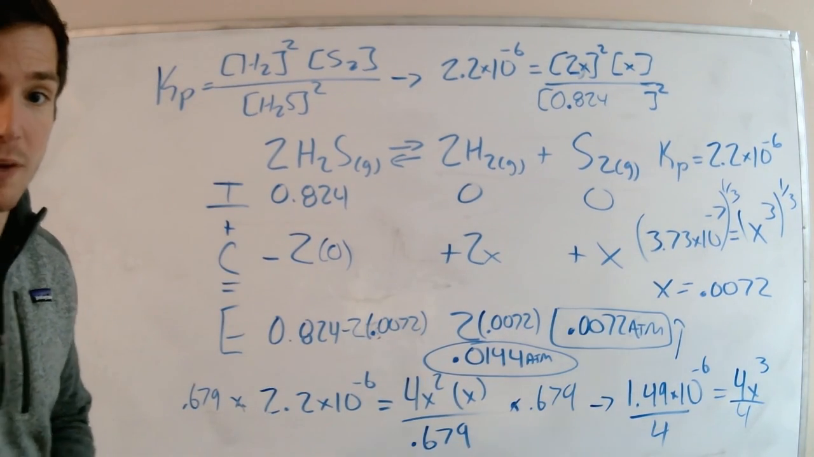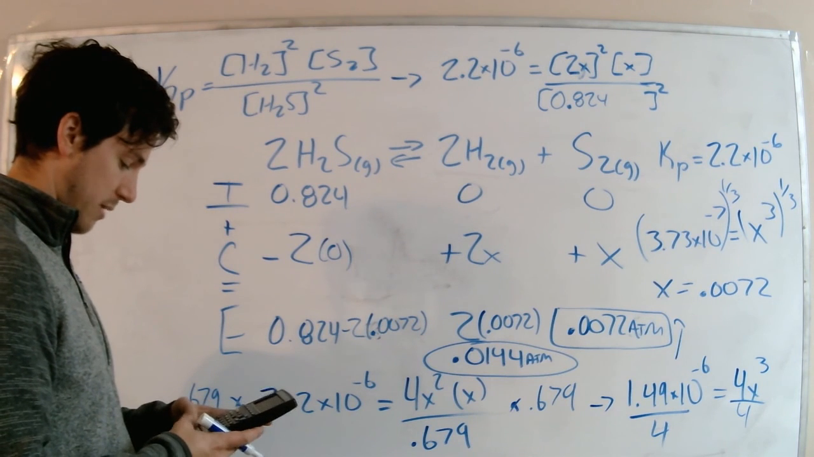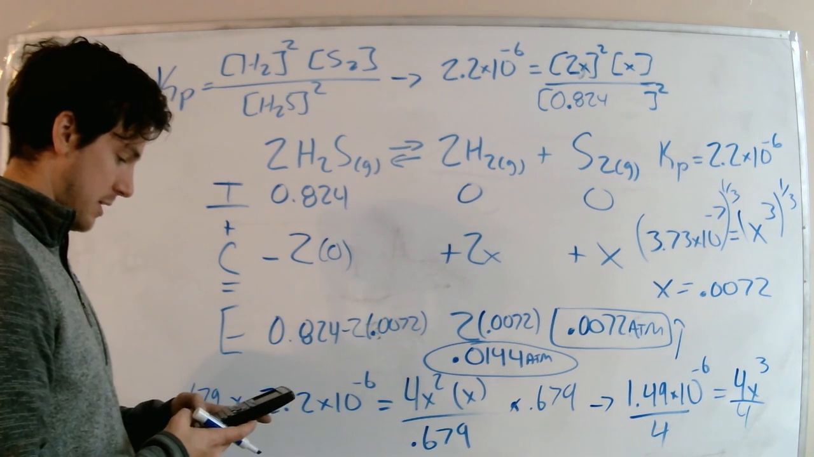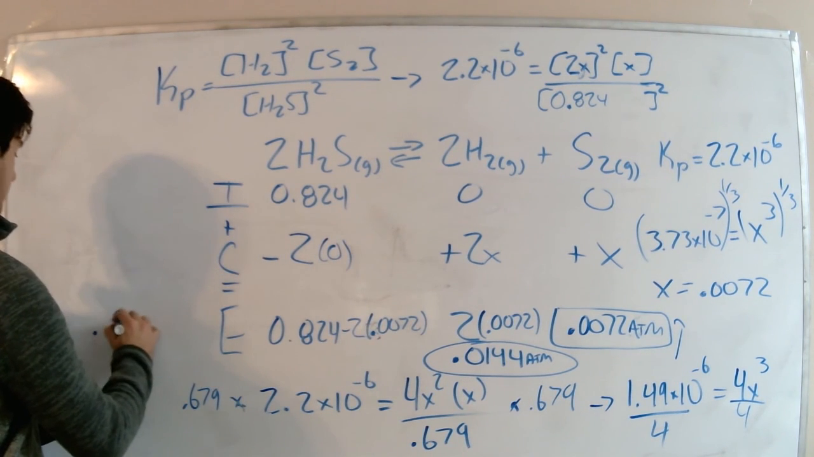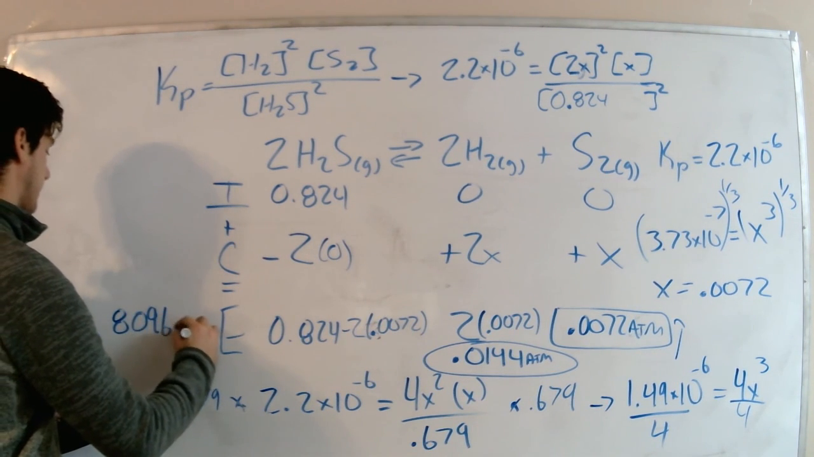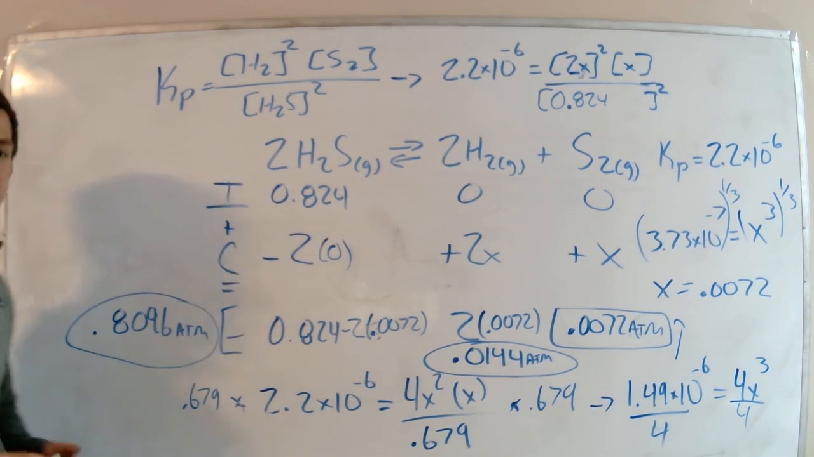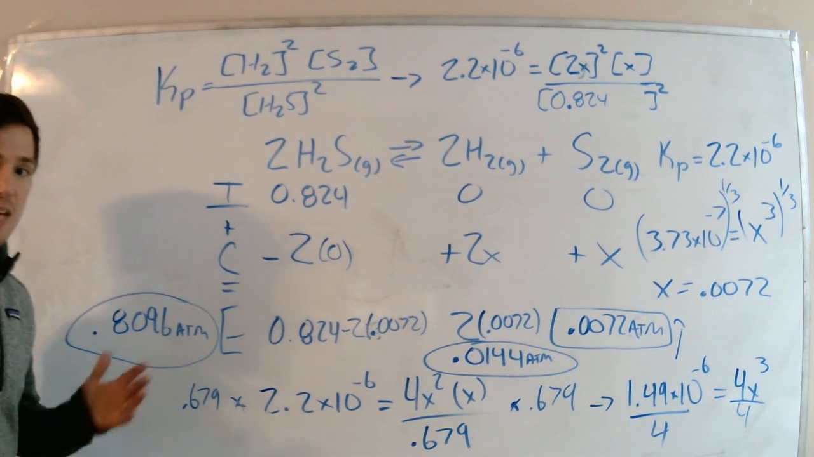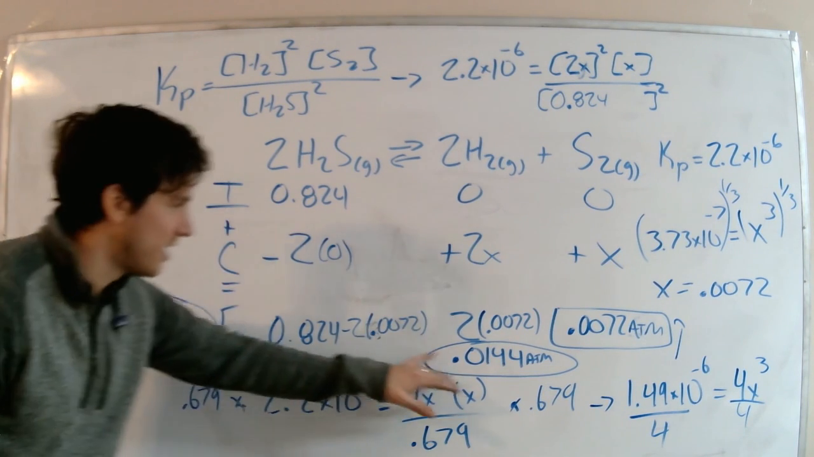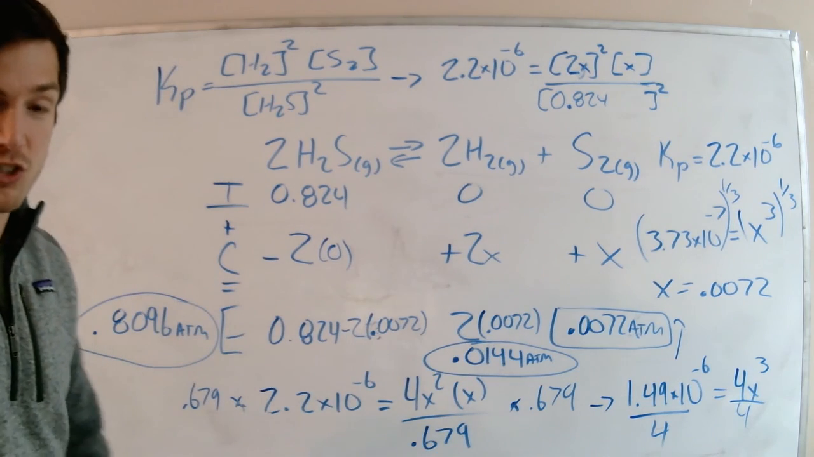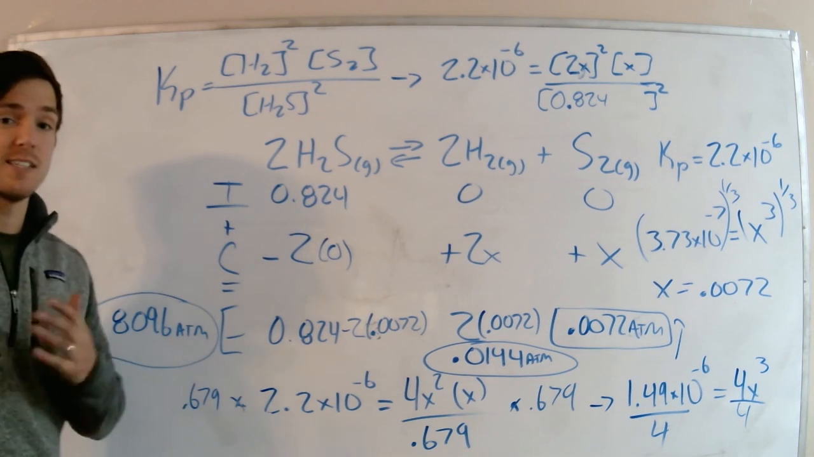And now I'm going to have to use my calculator for this one. 0.824 minus 2 times 0.0072. And I should get 0.8096 atm. And that matches kind of what this was all saying. Kp was really small, so the initial concentration should change very little, and the equilibrium pressures should change very little as well. So that is ICE tables.